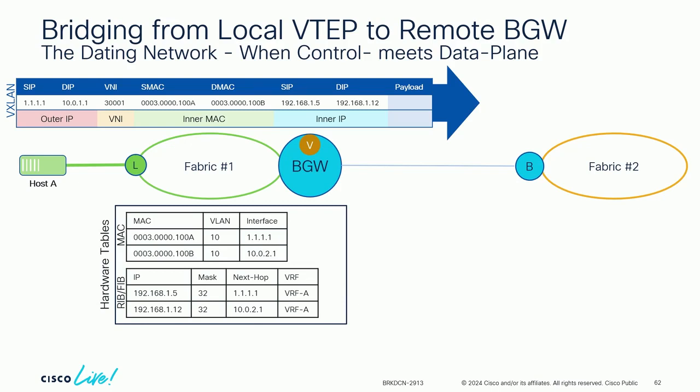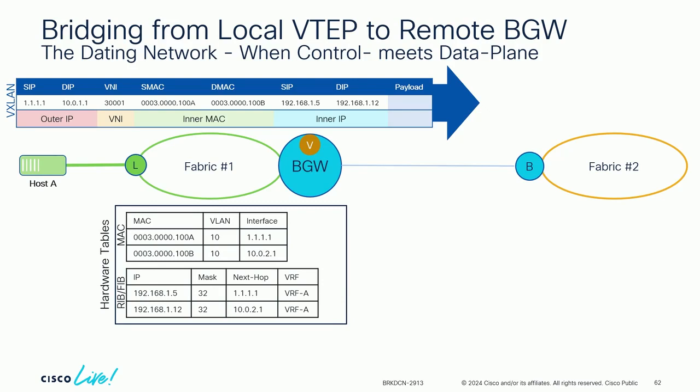As we send this to the border gateway front-ending the fabric 1 or green, there are lookups happening. And you see now that 100A is 1111, which is local, and you see 100B is remote 10.0.2.1. Who is remote? The border gateway in the other fabric. So the decision is being made on the border gateway to not drop it, but forward it.